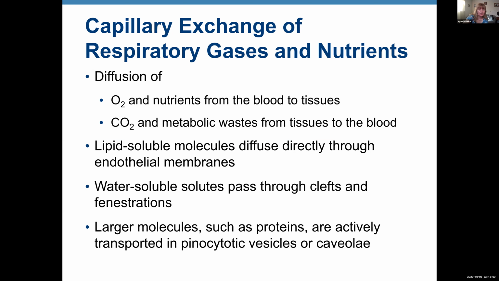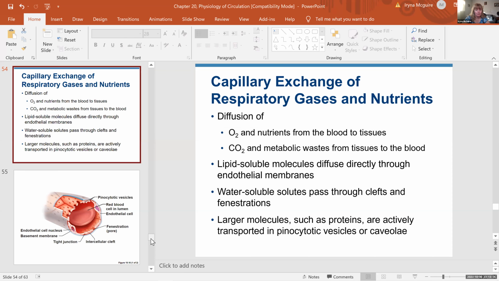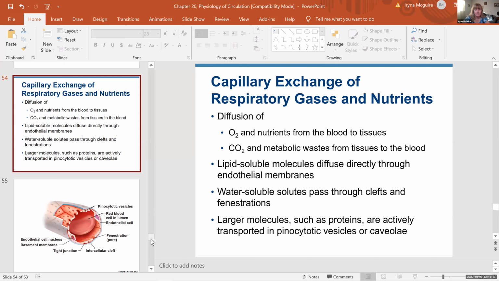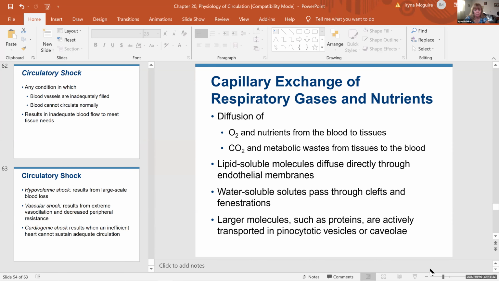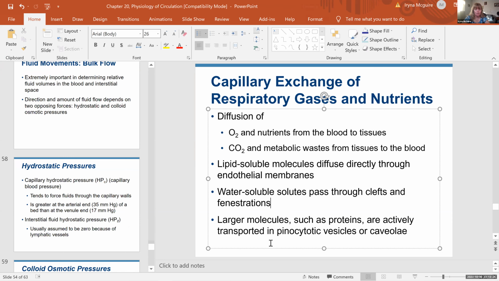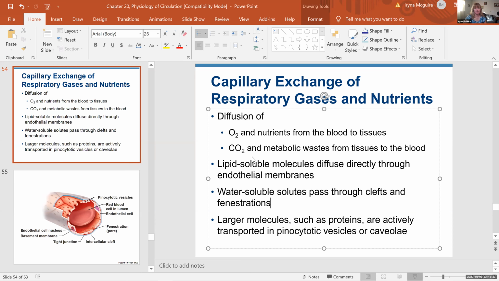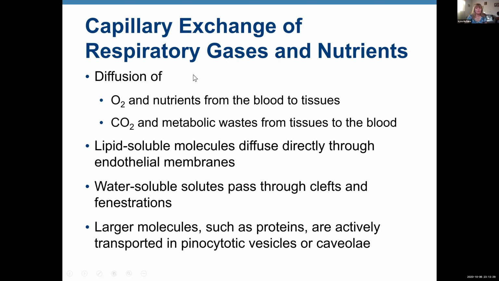Okay, and the last part, very important, would be capillary exchange of respiratory gases. That's another topic, and I'm already more than an hour in, so let me do it kind of quickly. So diffusion of oxygen and nutrients from the blood to the tissue, and carbon dioxide and metabolic waste from the tissue to the blood. So that's part of the exchange: oxygen from blood to the tissue, carbon dioxide waste from tissue to the blood.